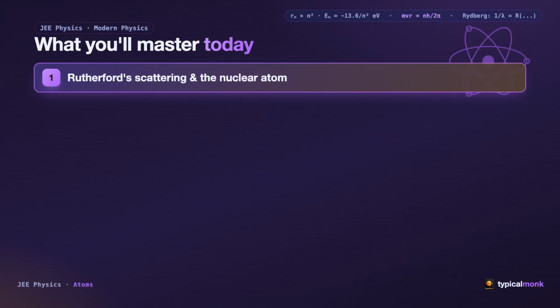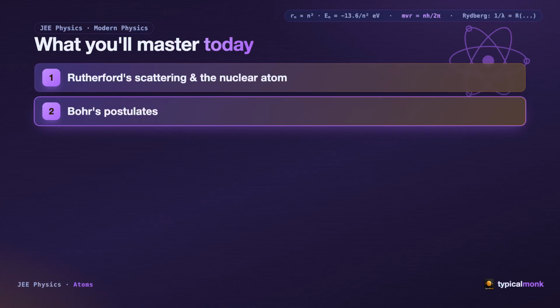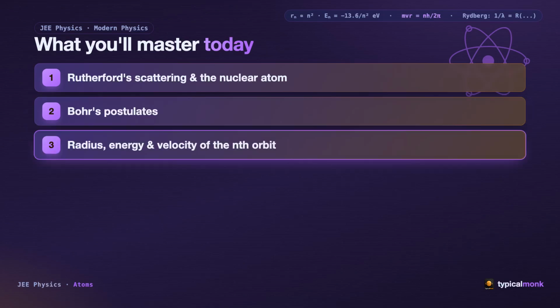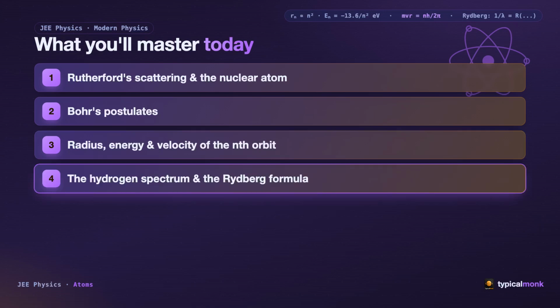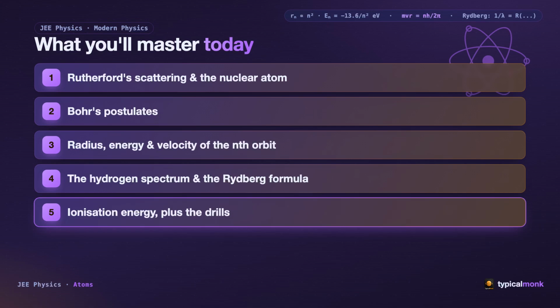Here is what you will master today. First, Rutherford's scattering and the nuclear atom. Second, Bohr's postulates. Third, the radius, energy, and velocity of the nth orbit. Fourth, the hydrogen spectrum and the Rydberg formula. And fifth, the ionization energy plus the drills, one idea at a time.